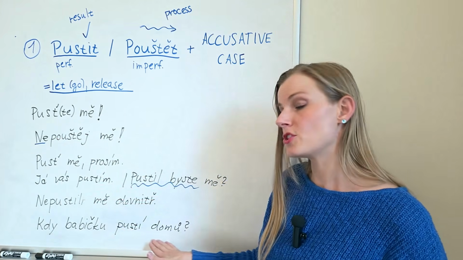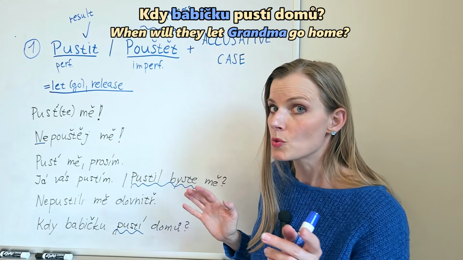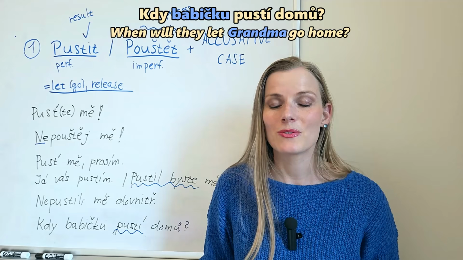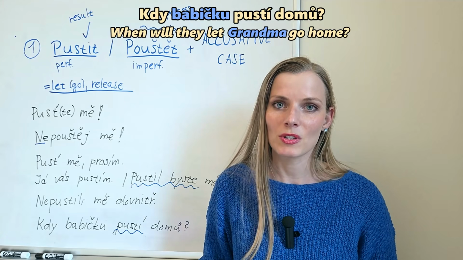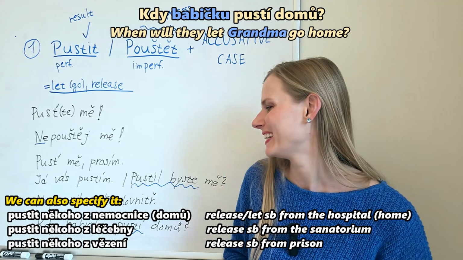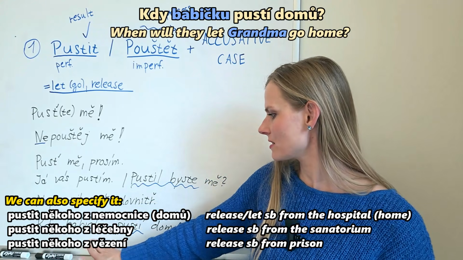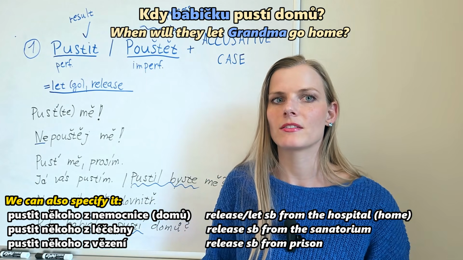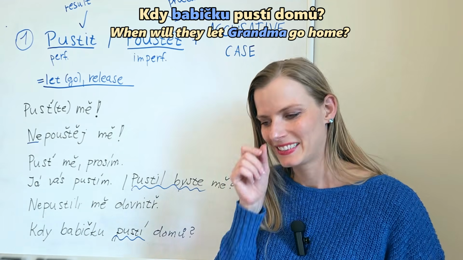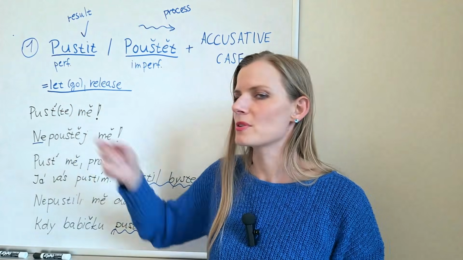Kdy babičku pustí domů? Imagine your grandma is in the hospital and you're asking, when will they let grandma go home? Pustit is also used for institutions such as a hospital or a jail. Kdy tě pustí domů? When will they release you from prison? If you don't have any context, this could also be when will they let grandma go home from jail or from hospital. You might notice that it's not so easy to say this kind of imperative.